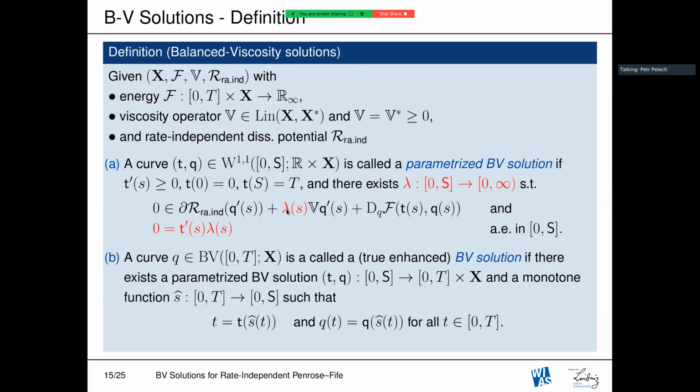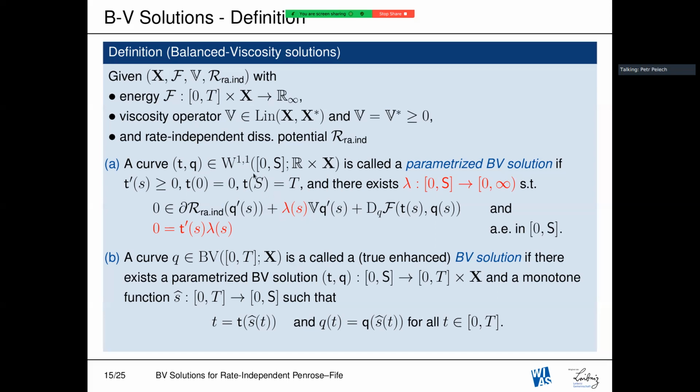But if lambda is non-zero, the viscosity again appears, is activated, and of course it has to really switch between rate independent and rate dependent behavior. So this has to be zero. So either lambda is zero and then time can increase, or time stops and then there is a jump and then lambda may be non-zero. However, both of them can also be zero, which means we have a jump, but a jump where the viscosity is not important, it doesn't appear.